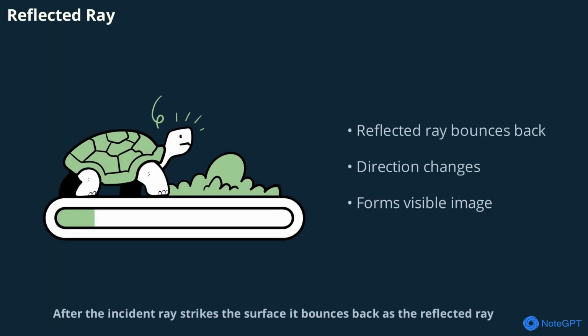After the incident ray strikes the surface, it bounces back as the reflected ray. This is the ray that travels away from the surface, heading in a new direction. The reflected ray is what allows us to see images in mirrors and shiny objects. Its path depends on the angle at which the incident ray hits the surface, making the relationship between the two rays essential for understanding reflection.